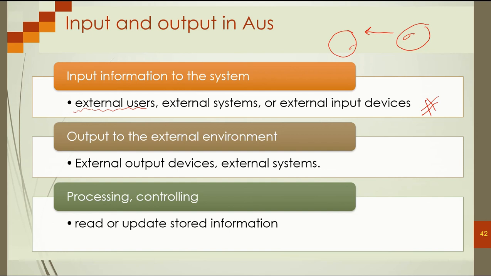We also have external output devices. The external system can, for example, if we talk about the ATM, print the receipt. As well, you have to send this information to the bank, so that is an external device. Also, as I say here, we have to read and update the stored information from another device or another system. So the first one and the second one are the input and output.